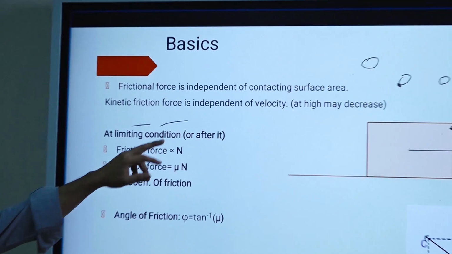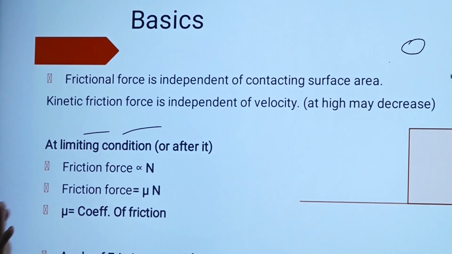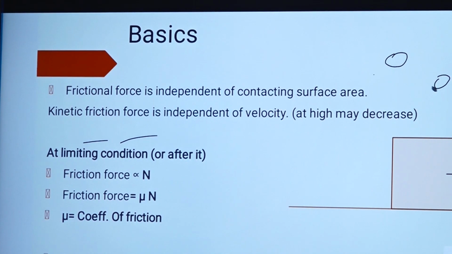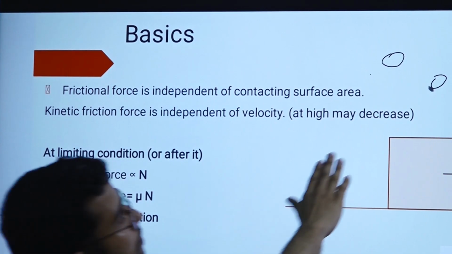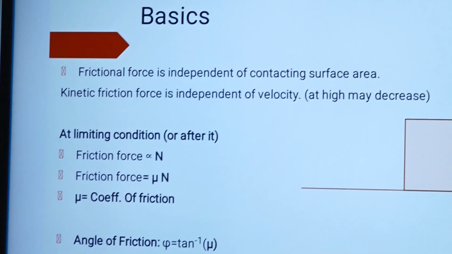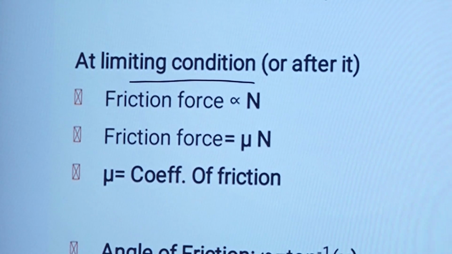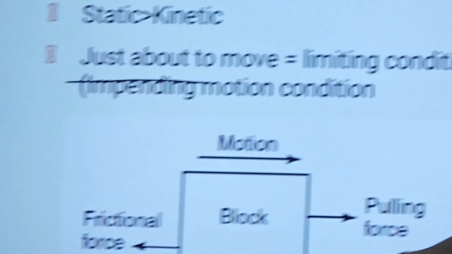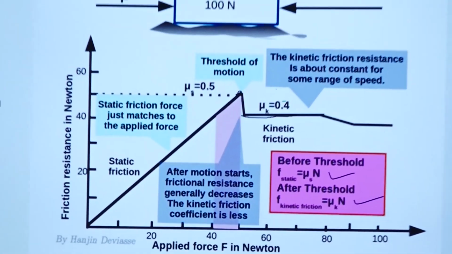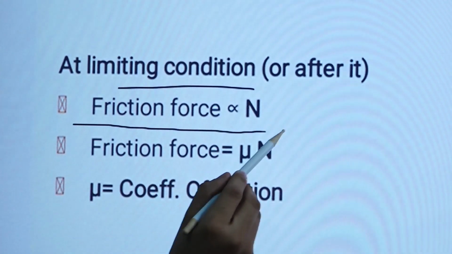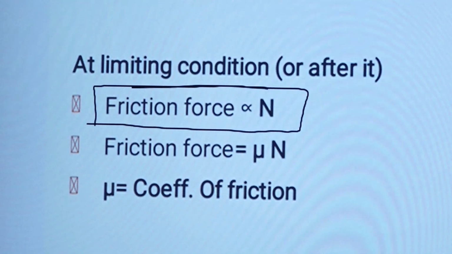Okay, so frictional force is independent of the contacting surface, that I already told you, and kinetic friction force is independent of velocity at high mid degrees. So the limiting condition is nothing but this threshold value. In the previous case, this threshold value is called the limiting condition. At the limiting condition or after it, friction force is proportional to the normal force.